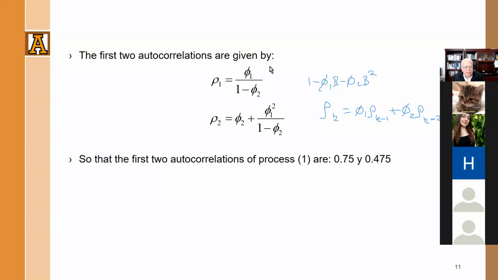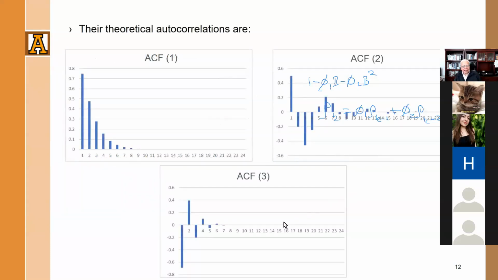So for the first process, the first two autocorrelations are 0.75 and 0.475. And the ACF for the first process looks like this. That's it. The autocorrelation function looks like this. For the second process, it looks like this. Notice that there is a sine type wave behavior dying to 0. And for the third one, we have an alternating sign in the autocorrelations.